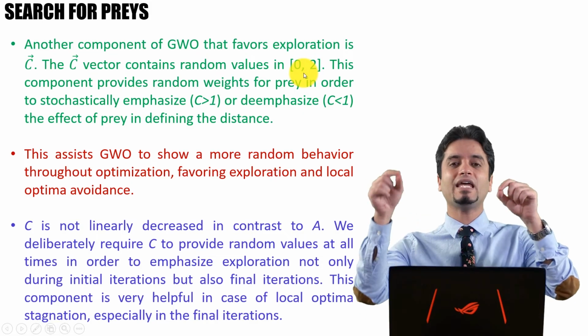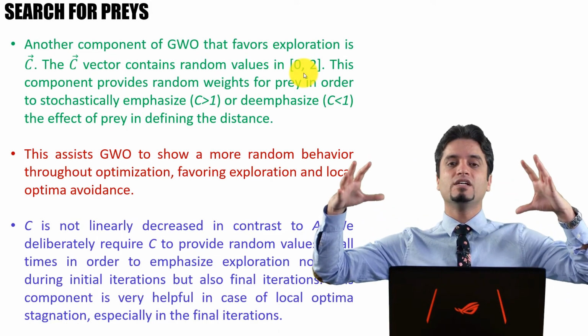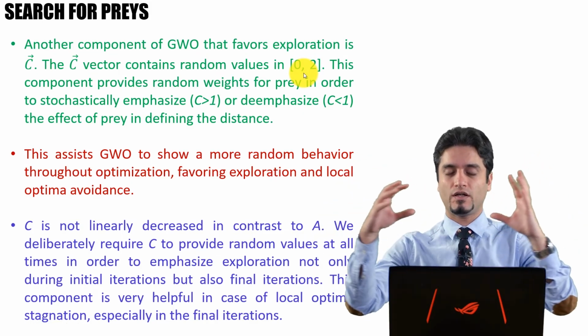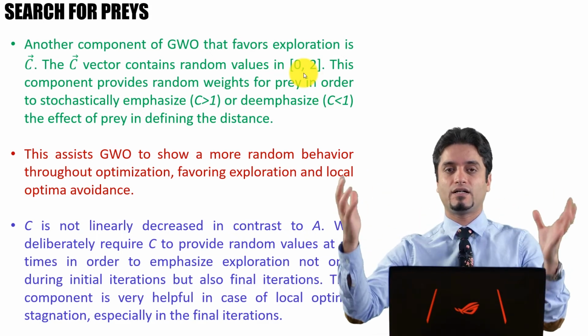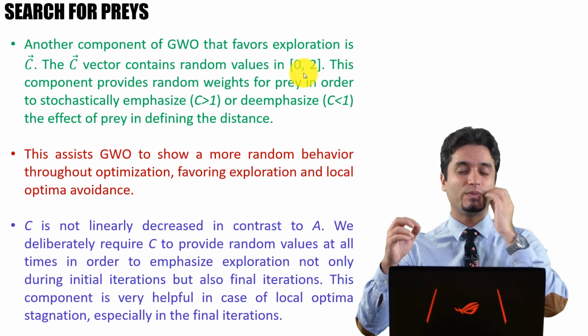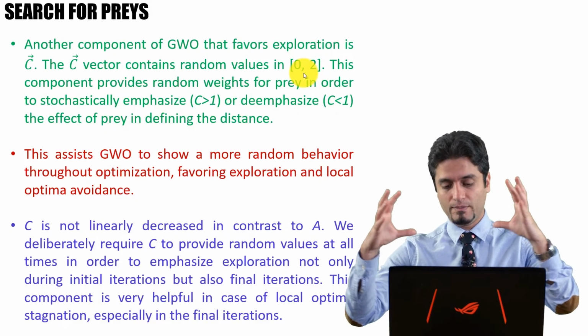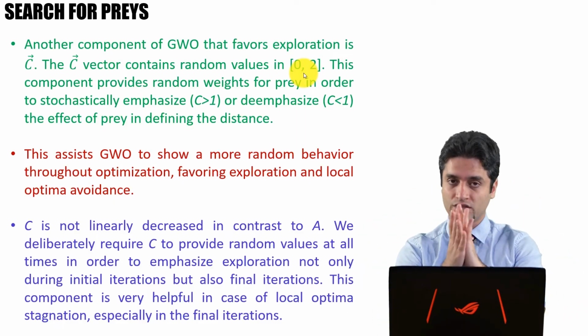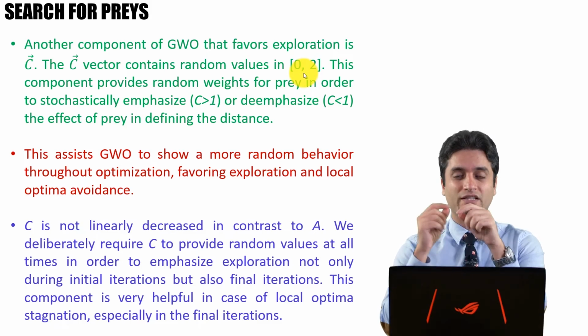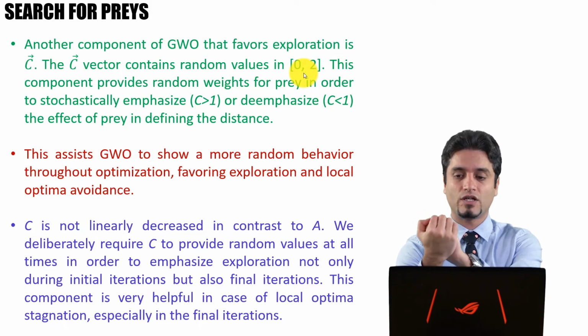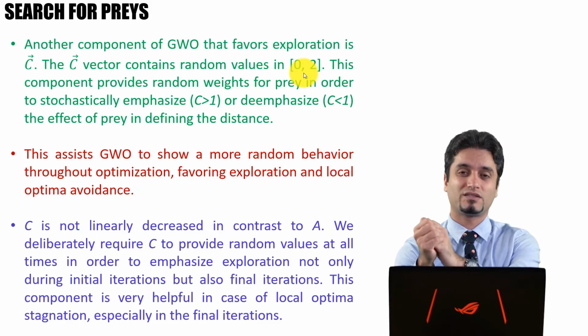So remember, A and uppercase A: lowercase a changes from 2 to 0, and uppercase A is a random number between -2a and 2a, but the magnitude of changes reduces slowly over time. That means chances are that at the end of the iteration, you got stuck at a point, but that point is not the best point.